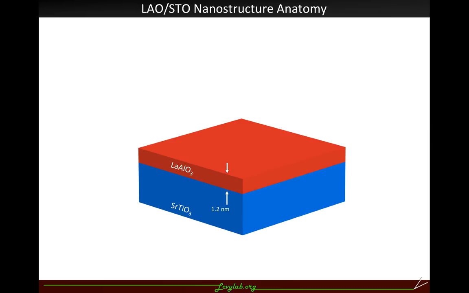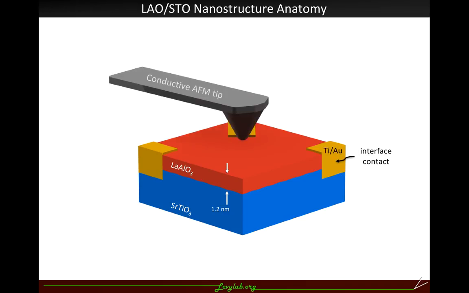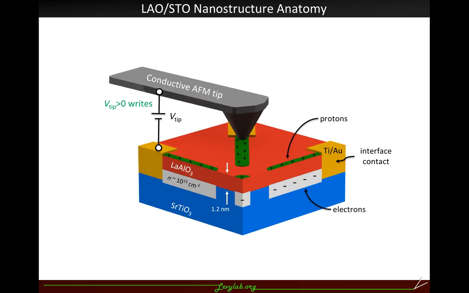So what we do in our group is create nanostructures using atomic force microscopy. We begin with 3 unit cells of lanthanum aluminate grown on strontium titanate. We etch electrodes that contact the interface. We next introduce a conducting AFM tip. If we apply a positive bias to the tip, we can deposit protons on the surface. Those protons will attract electrons to the interface, giving us a conducting channel at the interface. If we apply a negative bias to the tip, we can create barriers in those wires. We can create constrictions. We can erase the protons and start over and make a new device.